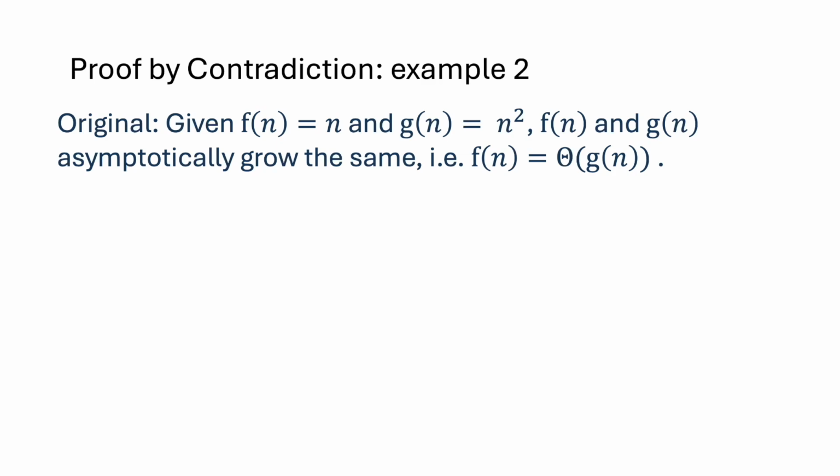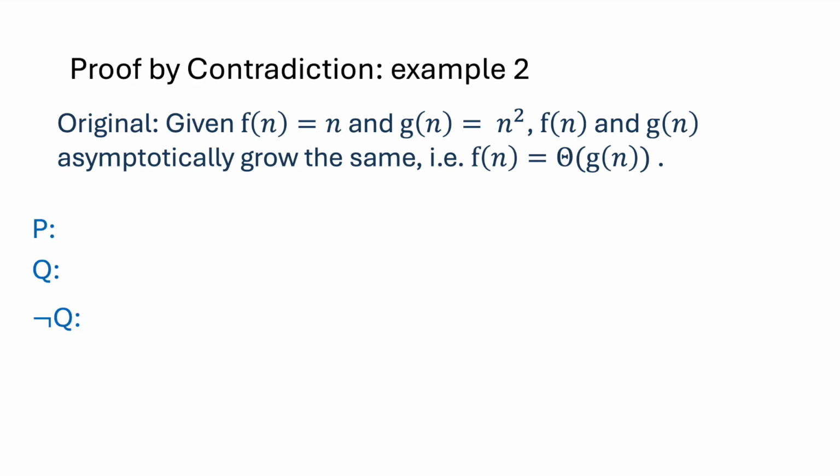Now let's go through a more mathematically concrete example. Given f of n equals n and g of n equals n to the power of 2, function f and g asymptotically grow the same, and that is f of n equals theta of g of n. You may pause the video and try it on your own. Thinking about whether the statement is true or false may be a good starting point. Also, remember to correctly negate the statement. Of course, one can use limit definitions to do a direct proof on this example, but we will use proof by contradiction approach for this video's purpose.